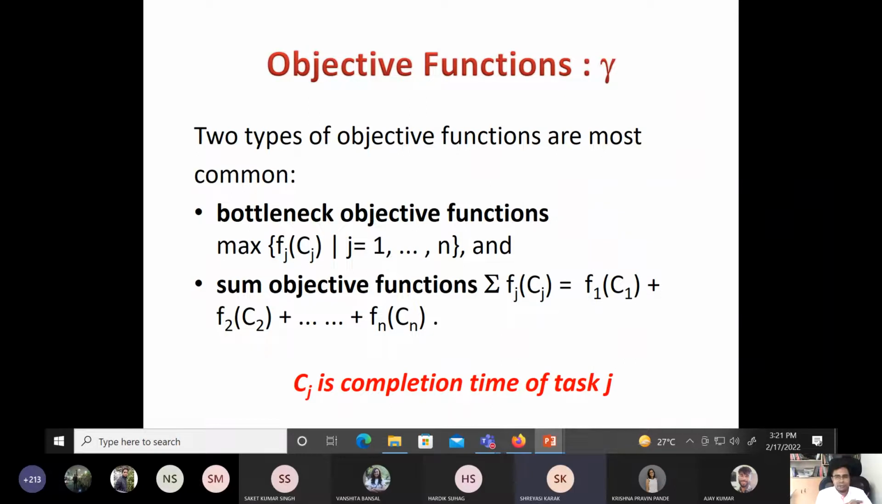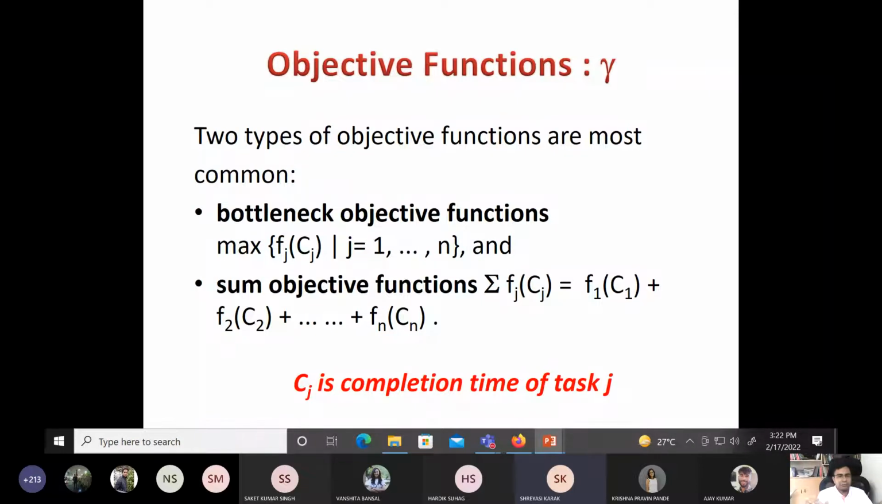And the next one is the summation objective function, summation of fj(cj). So f1(c1) plus f2(c2) plus up to fn(cn), where cj is the completion time of the task. So max fj(cj) is one example, and summation of fj(cj) is another. Most of the objective functions are of this kind, either bottleneck or summation objectives. Let's give many examples, then it will be more clear.